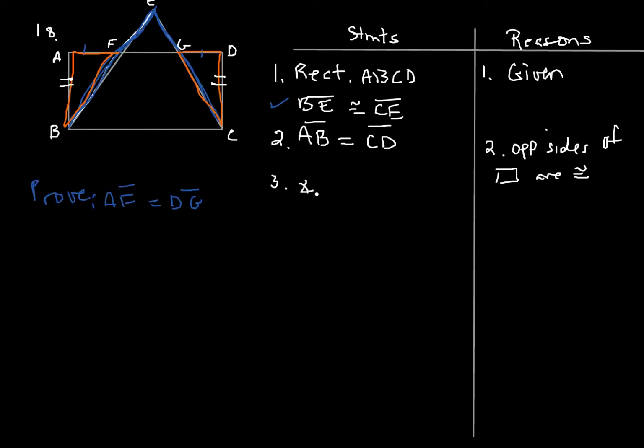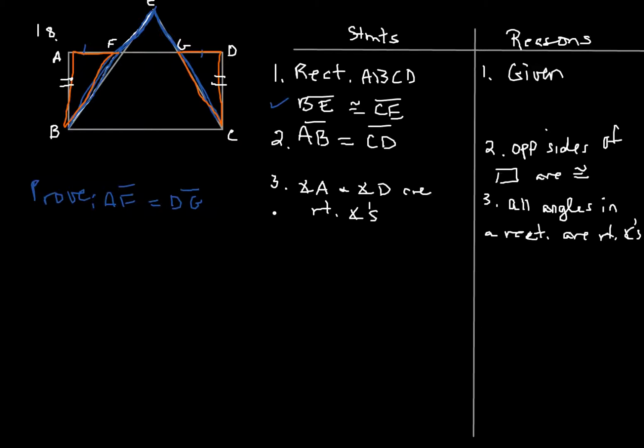Angle A and angle D are right angles, because all angles in a rectangle are right angles. And then we would say angle A is congruent to angle D, because right angles are congruent. Okay, so let's mark that in. Look how good we're doing. We have that and we have that. So we need to get another angle or another side. I don't see how we're going to get another side, so let's go with another angle.